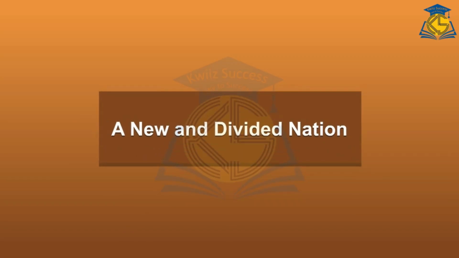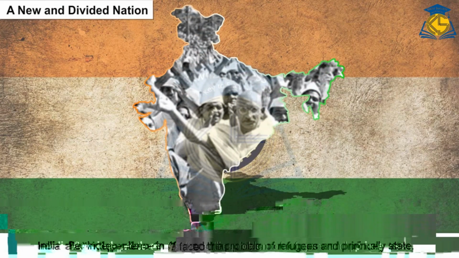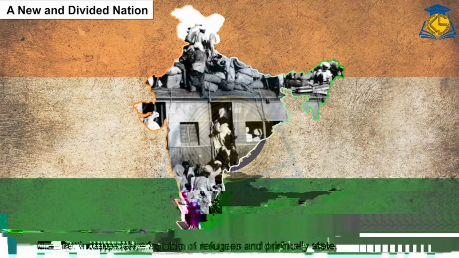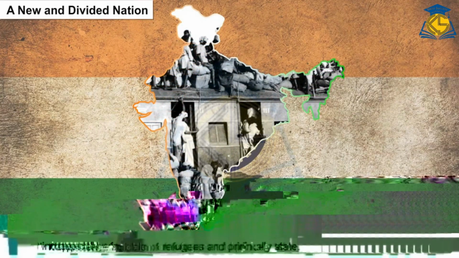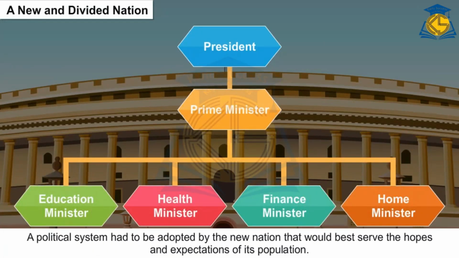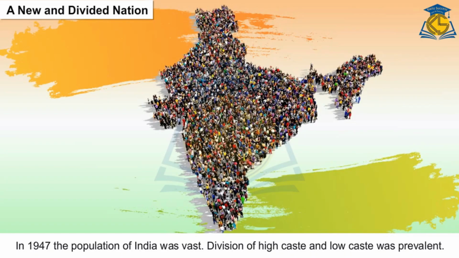A new and divided nation. India, after independence in 1947, faced the problem of refugees and princely states. A political system had to be adopted by the new nation that would best serve the hopes and expectations of its population. In 1947, the population of India was vast. Division of high caste and low caste was prevalent.